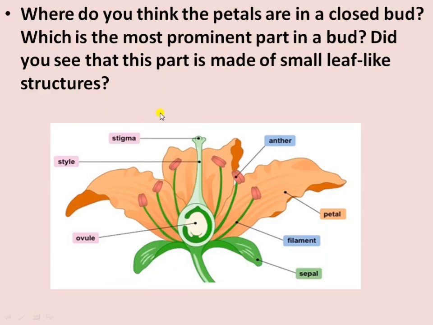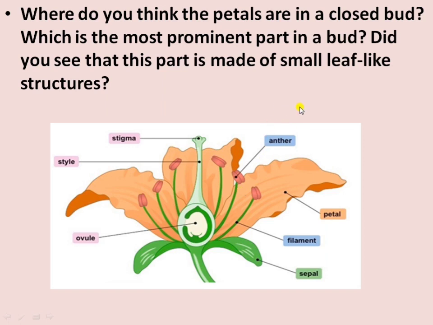Firstly, make a table based on all these observations of the parts of the flower. The first column is the name of the flower you are going to use. Second is the number and the color of the petals, and the number and the color of the sepals. Third, are the sepals joined together or separate? Next is the stamen: are they free or joined together? You have to answer all these things and make an observation table of the parts of the flower.